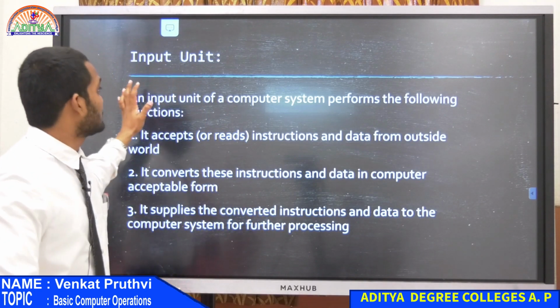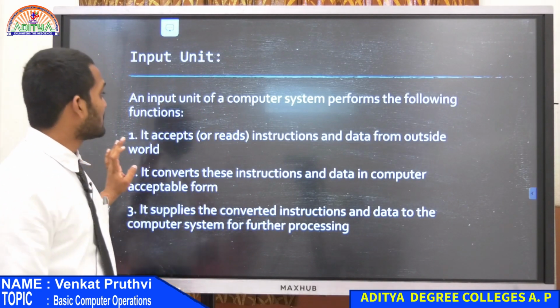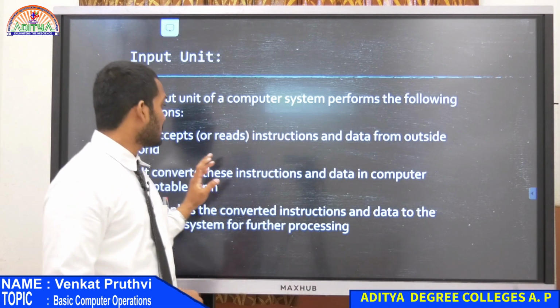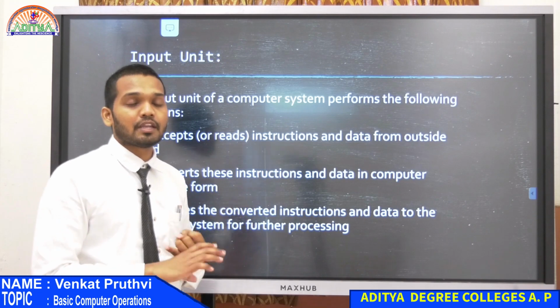And now let's start with the input unit. What does an input unit mean? An input unit of a computer system performs the following functions. What are the different functions that can be performed by an input unit?